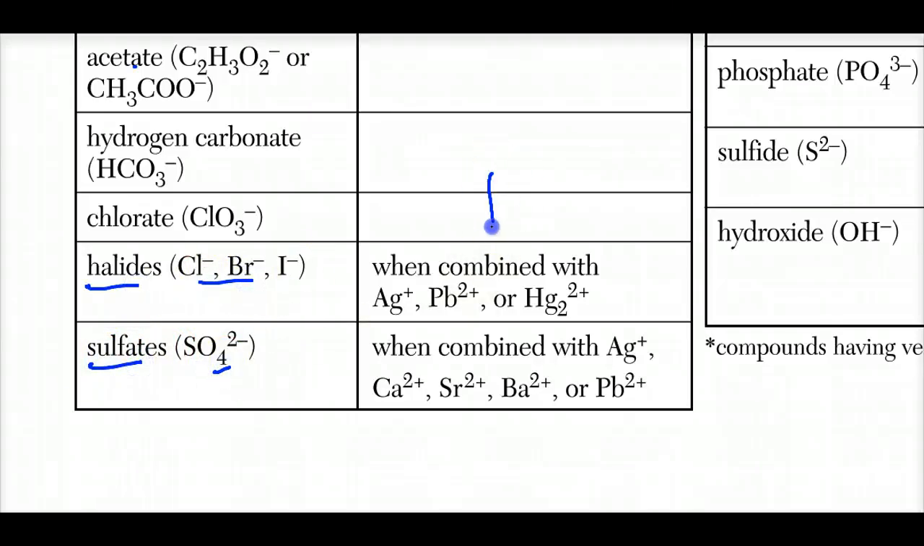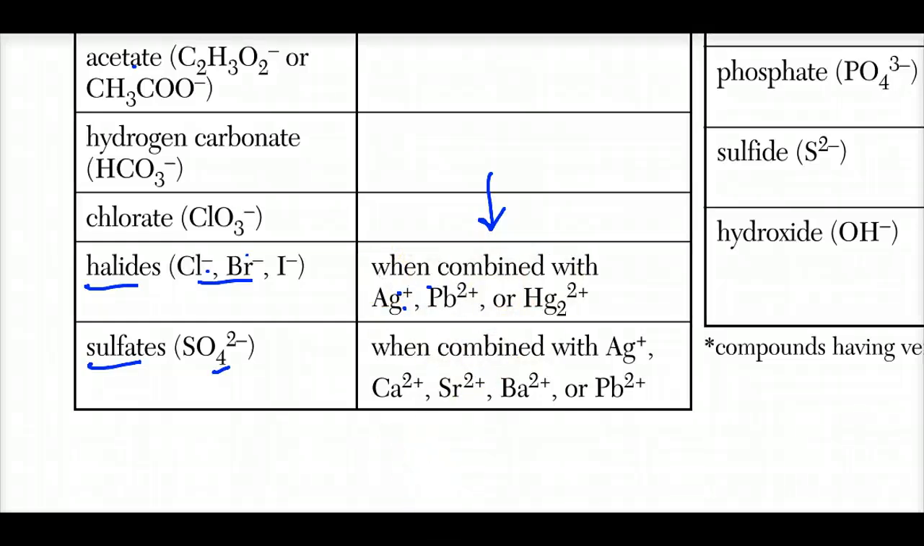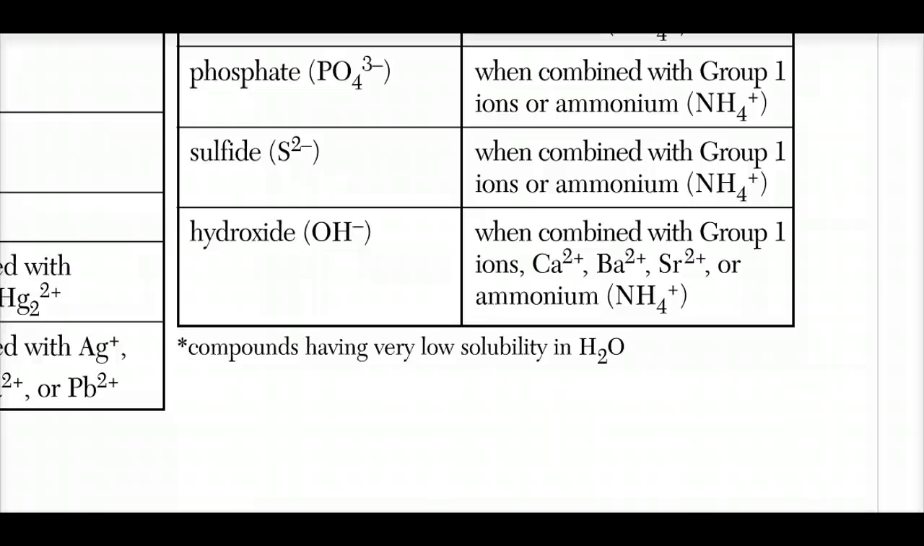Now, halides are normally soluble, and so are sulfates, but there are some exceptions. The exceptions are written right here. So if you've got silver chloride or silver bromide or silver iodide, you are insoluble. If you are calcium sulfate, strontium sulfate, barium, or lead-2 sulfate, okay, you're also insoluble. So these guys are soluble normally. Here are the exceptions.